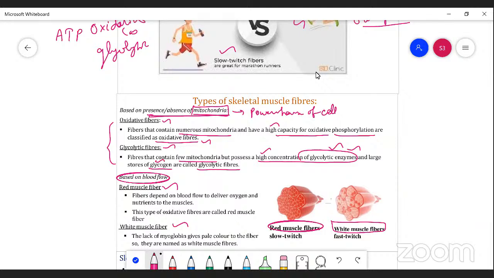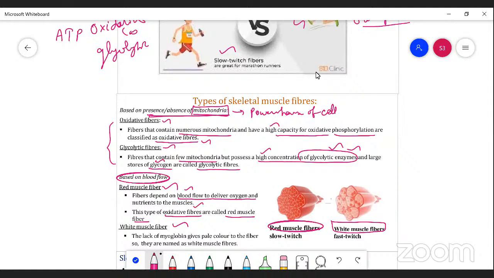What is meant by red muscle fiber? Red muscle fibers are the fibers that depend on blood flow to deliver oxygen and nutrients to the muscle. The muscle gets more oxygen and nutrients because of the blood flow. Suppose the blood flow is very low, then the muscle fibers do not get much oxygen and nutrients. The fibers getting more blood flow are called red muscle fibers. This type of oxidative fiber is the red muscle fiber.